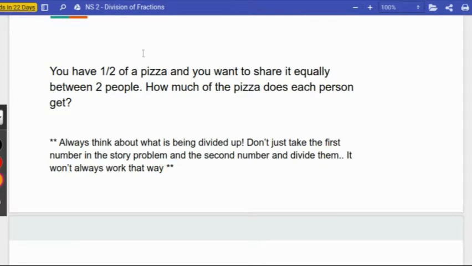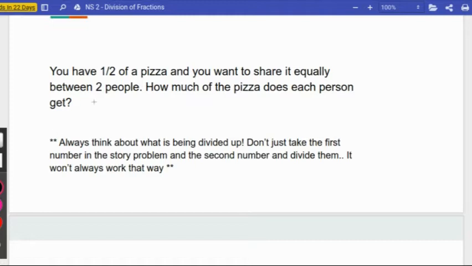What's really tricky with story problems is that you have to know how much you have to start with. That should always be the first number that you list. And that's not always the first number that's written in the story problem. So you have to read it very carefully and think about, well, how much do I have to start with? What am I actually dividing up before you write your problem?